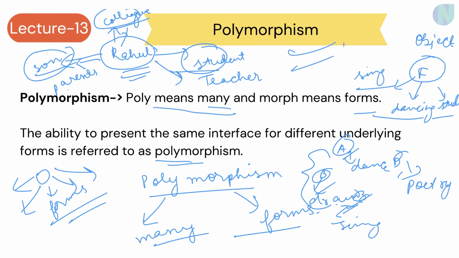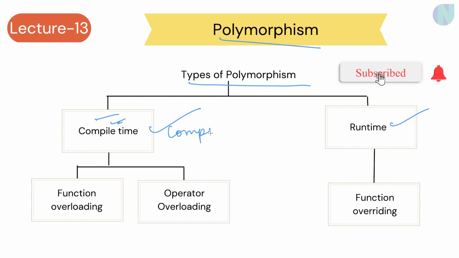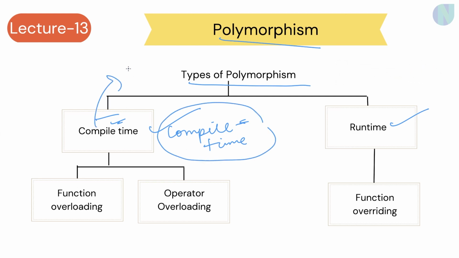Let's have a quick look at the types of polymorphism. There are two types of polymorphism. First one is compile time polymorphism, second one is runtime polymorphism. Let's look at what compile time polymorphism is. Compile time polymorphism is something which is achieved at compile time. Whenever the compilation of the code takes place, compile time polymorphism is achieved. This polymorphism is also called static polymorphism.